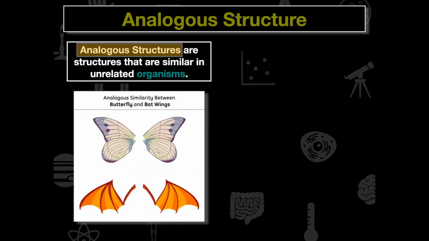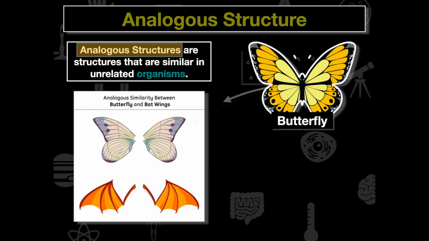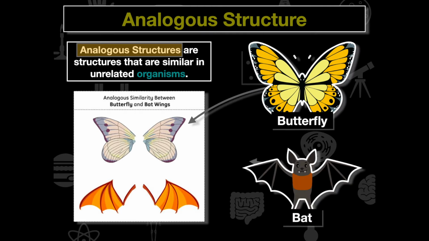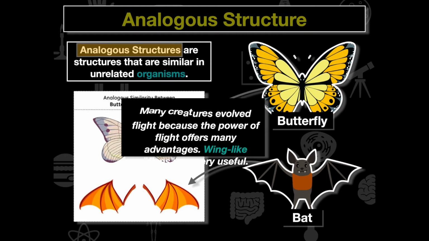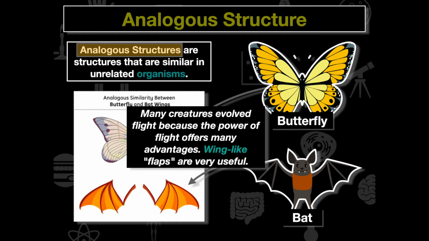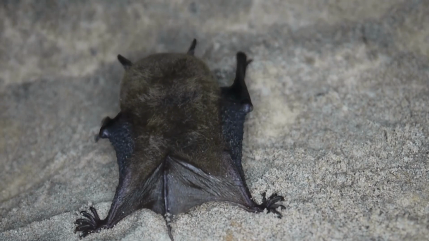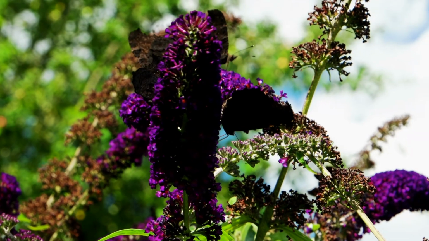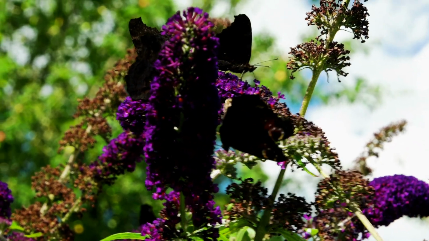So if we're looking at this, butterfly and bat wings here. Both of these organisms have independently evolved wings to allow them to fly and survive. However, they do not share a common ancestor here. So many creatures evolve flight because the power of flight basically allows for a variety of different advantages. It allows you to travel longer distances over shorter periods of time. So these wing-like flaps are very, very useful. In the case of a bat, it allows them to collect more insects and food. In the case of the butterfly, it allows them to travel from flower to flower to collect nectar.